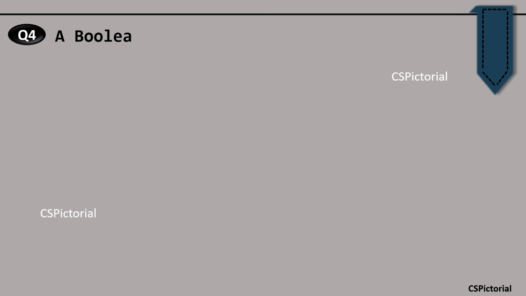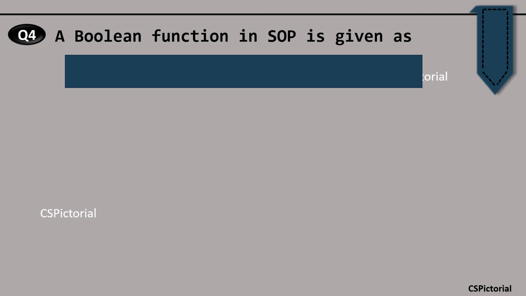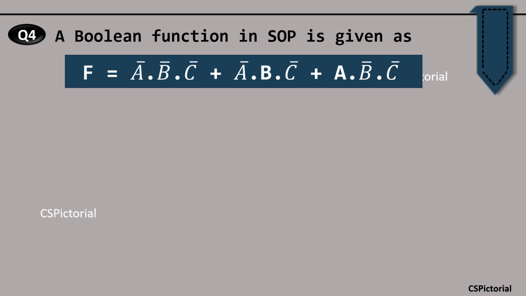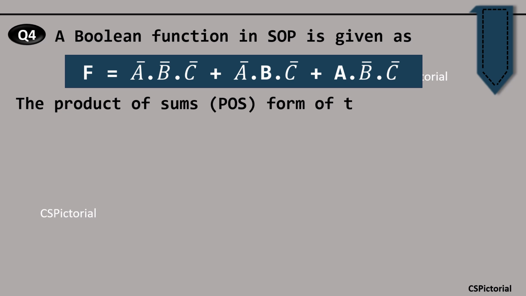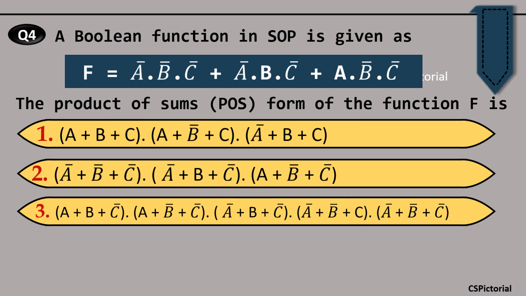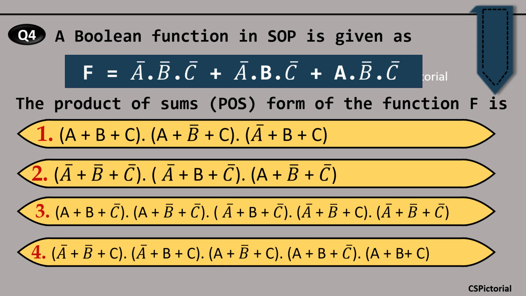A Boolean function expressed in SOP is given as f equal to A bar B bar C bar plus A bar B C bar plus A B bar C bar. We are supposed to find the product of sums, POS form of the given function. The options to pick out the correct answer are given.